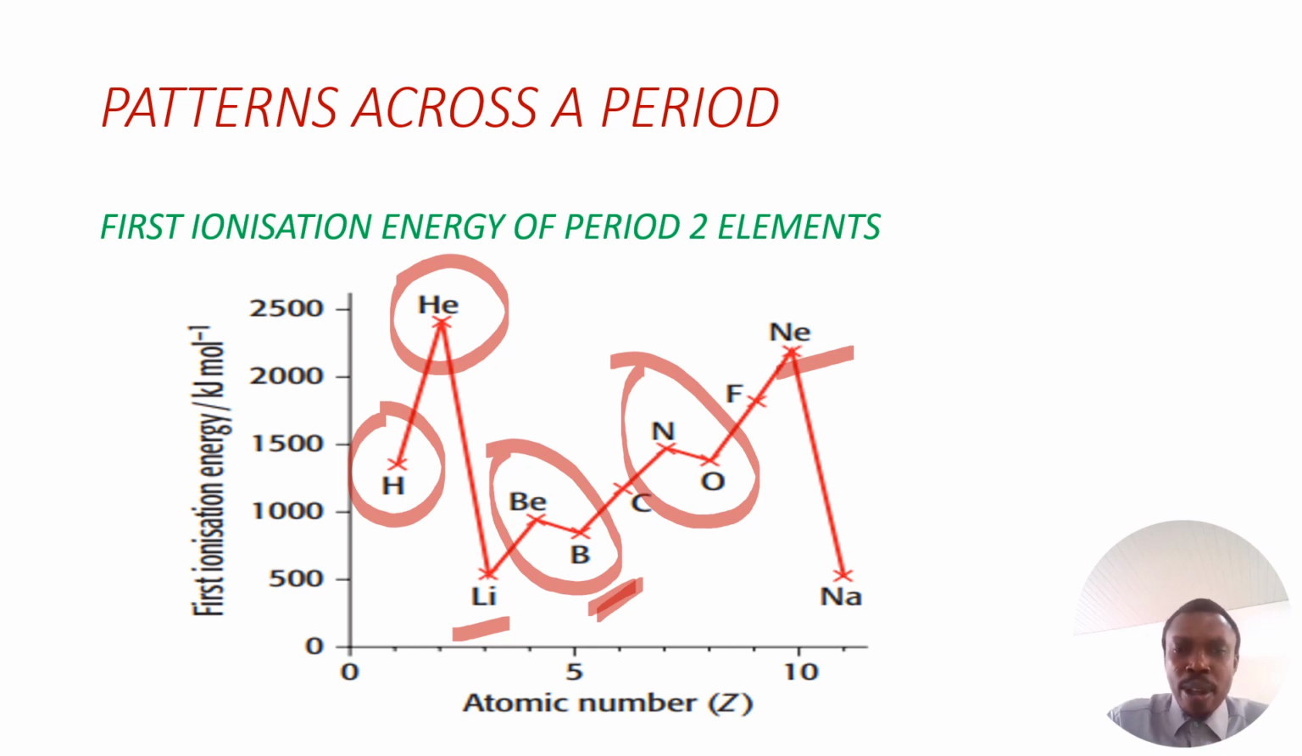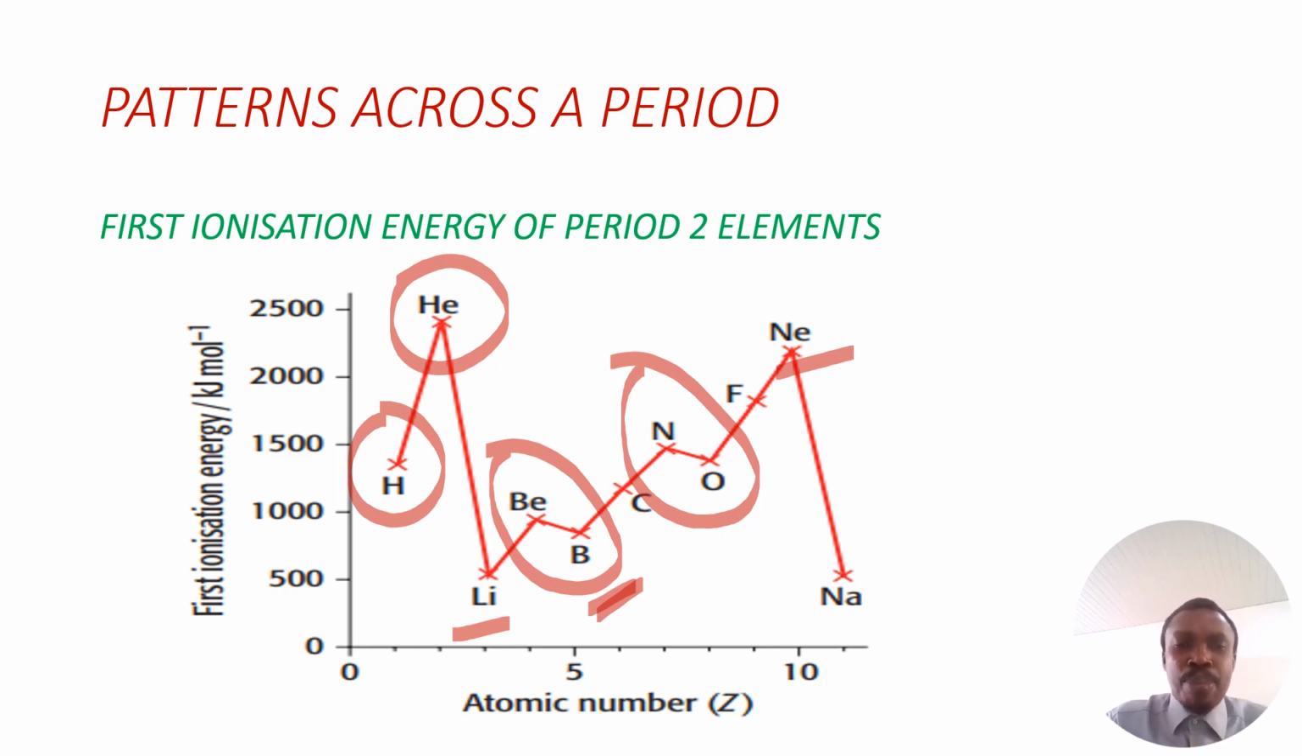So there's a drop. We're going to look at the reason why there's a drop between beryllium and boron, and nitrogen and oxygen. These are the only exceptions in period 2 elements. But the normal trend is what? Ionization energy increases across the period.